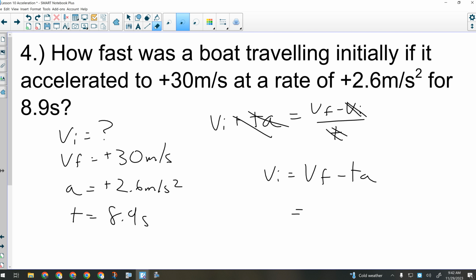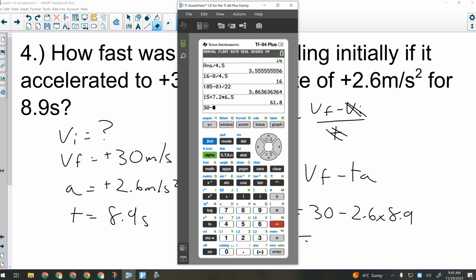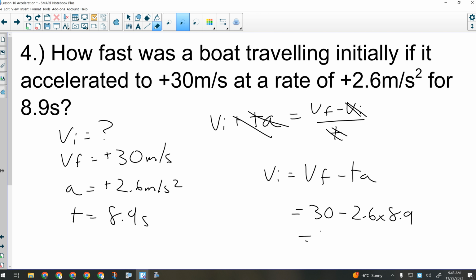And then I'll plug in my numbers. So 30 minus 2.6 times 8.9. Okay, so 30 minus 2.6 times 8.9. And this one I can enter all in a row. It'll do order of operations the way I want. All right, so its initial velocity was 6.9 meters per second, and that's a positive number.